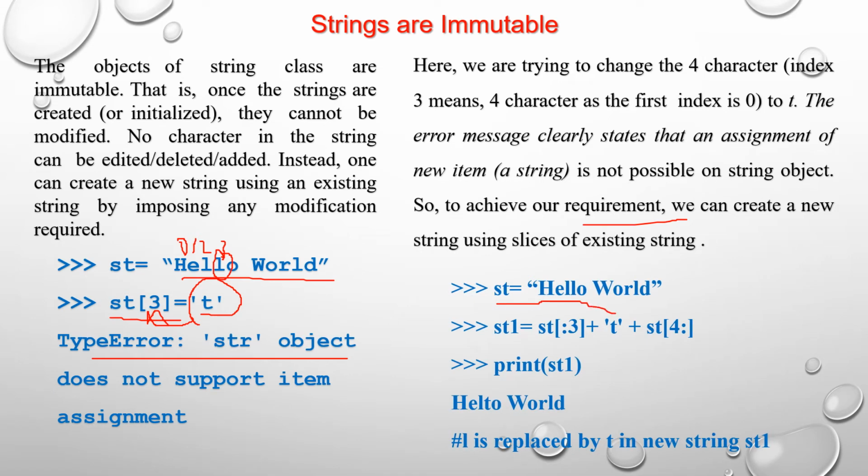For example, this is our string st is equal to hello world. We have to replace L with T. So here we create one more variable, st1 is equal to st of square bracket colon 3. So the default start value is 0 to 3. So we are going to print H E L. The end value is excluded. So this is going to print HEL. After that, we use the plus operator. After that, we add T.